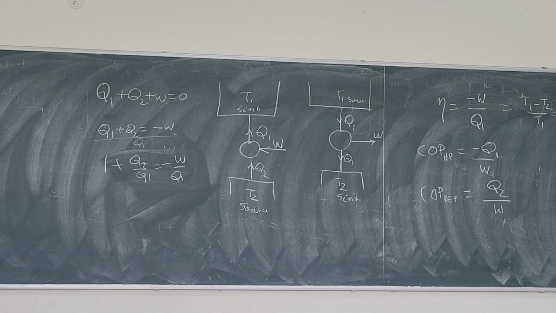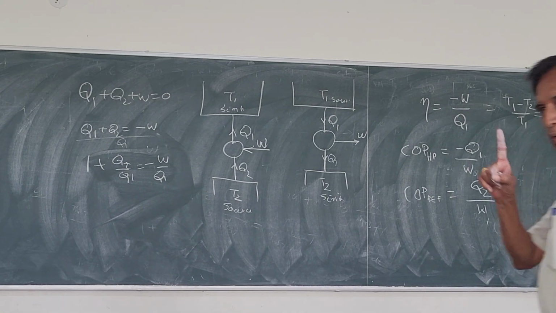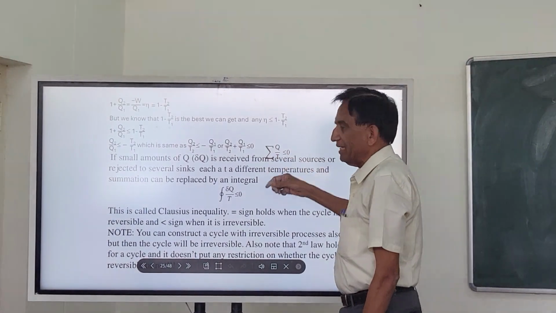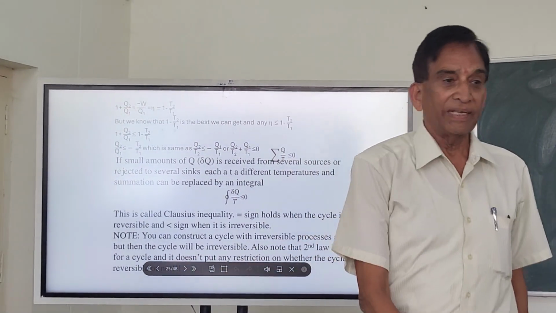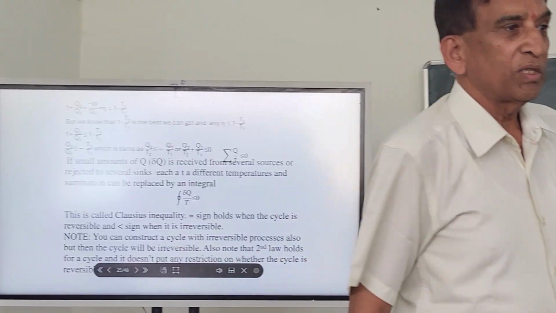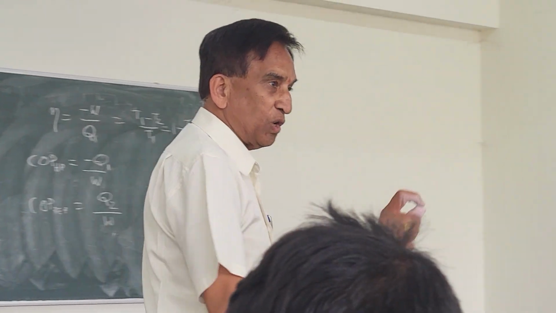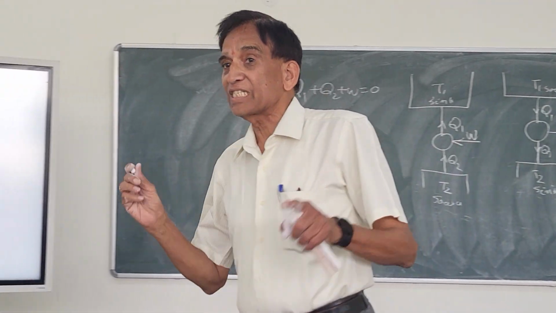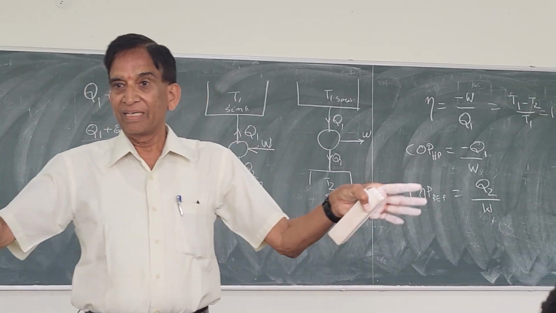Okay, now the heat sink and heat source, Q1 and Q2. So what we have is sigma of Q/T is less than or equal to 0. When does it become 0? Sigma of Q/T is equal to 0 when it is completely reversible. It will be less than 0 when it is not reversible. So this way we distinguish between reversible and irreversible.